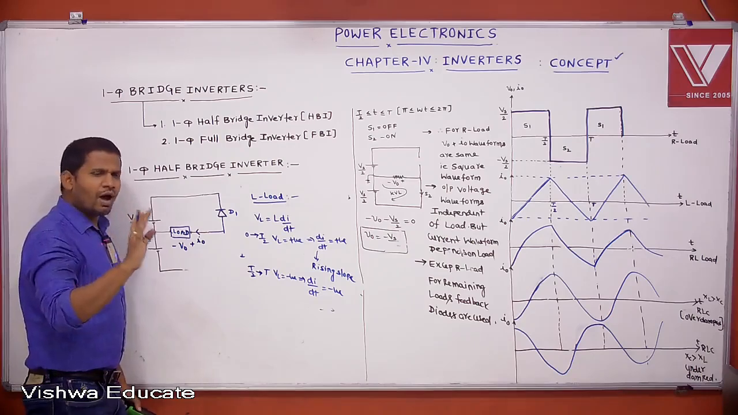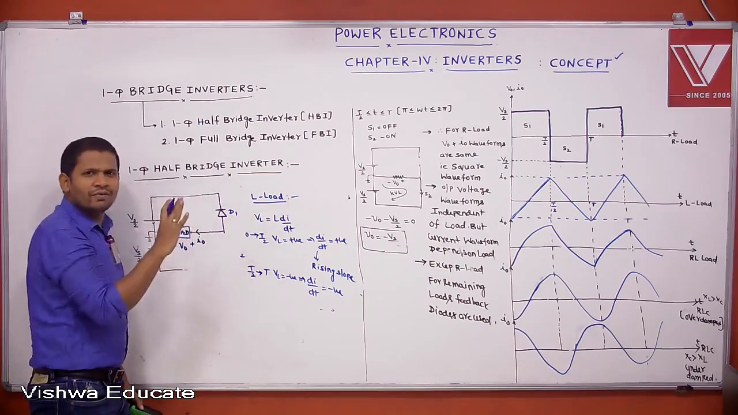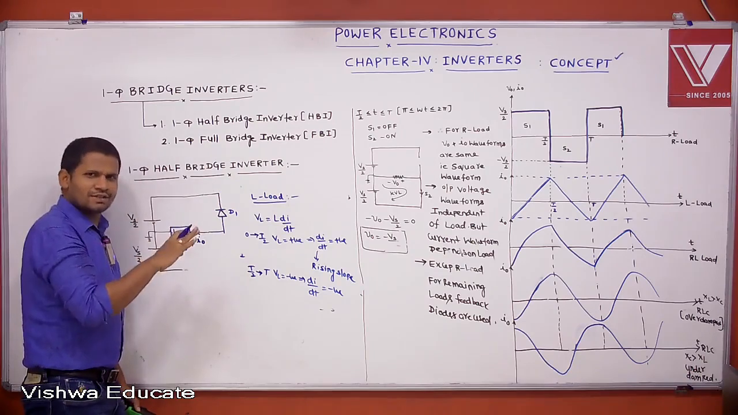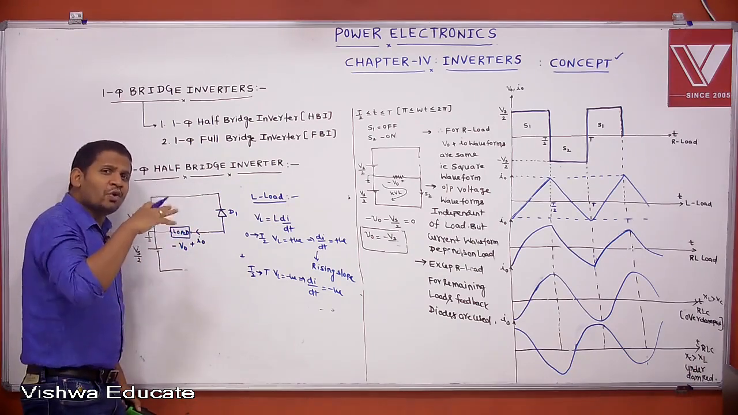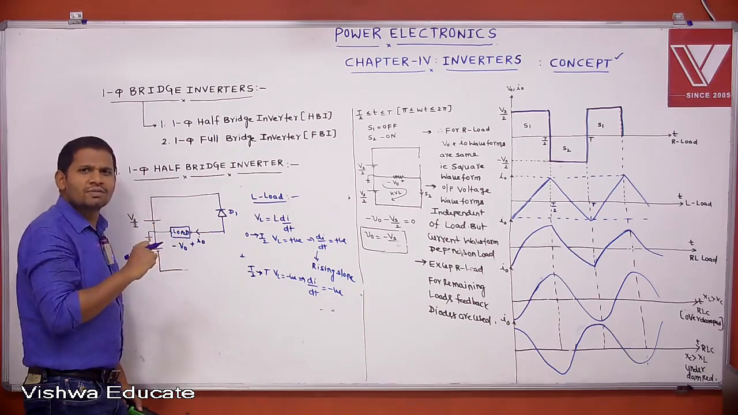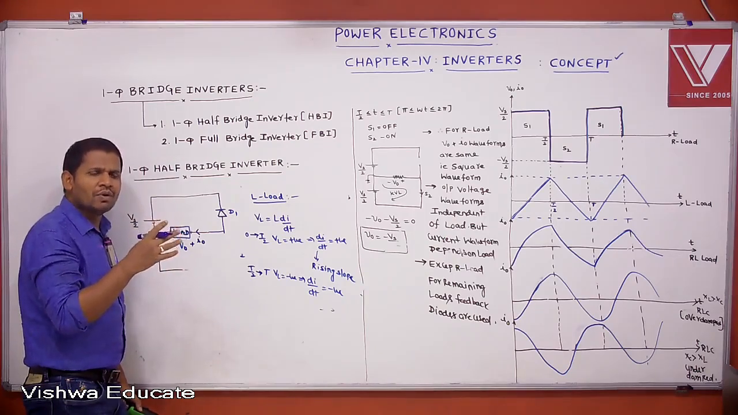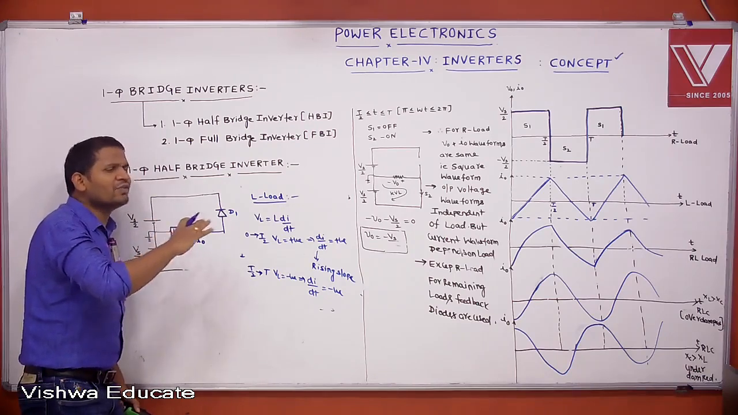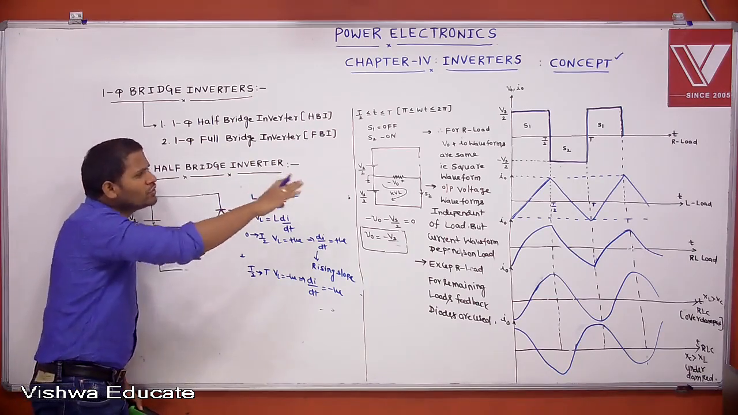Later on, after discussing the sequence of devices, I will discuss how this diode comes into existence and how the switches come into existence. All these concepts I will give later. But here I am explaining the sequence of conduction of devices to satisfy these waveforms.